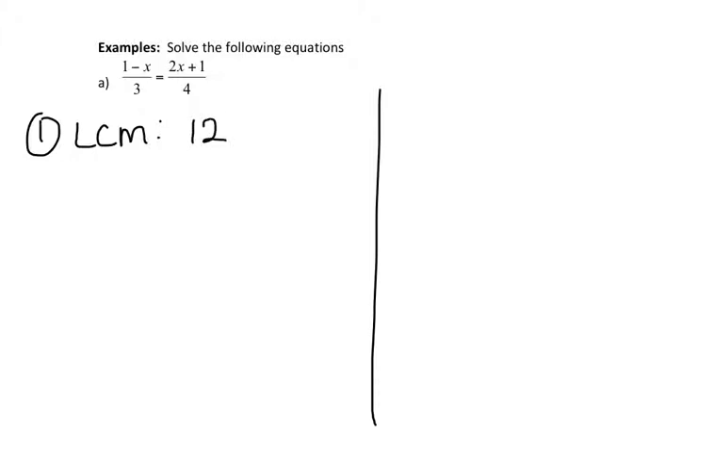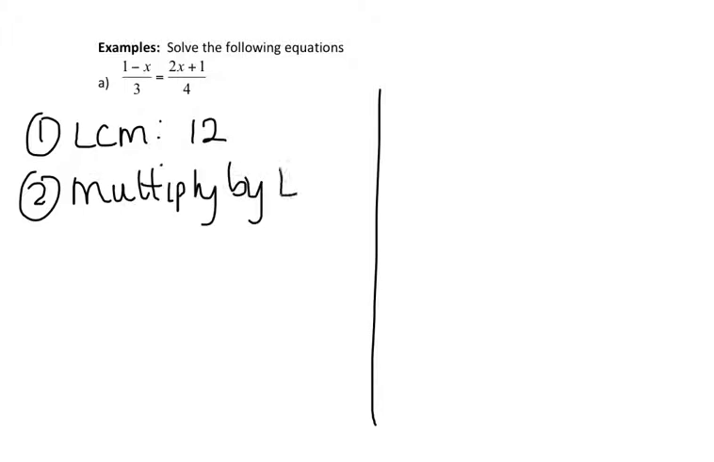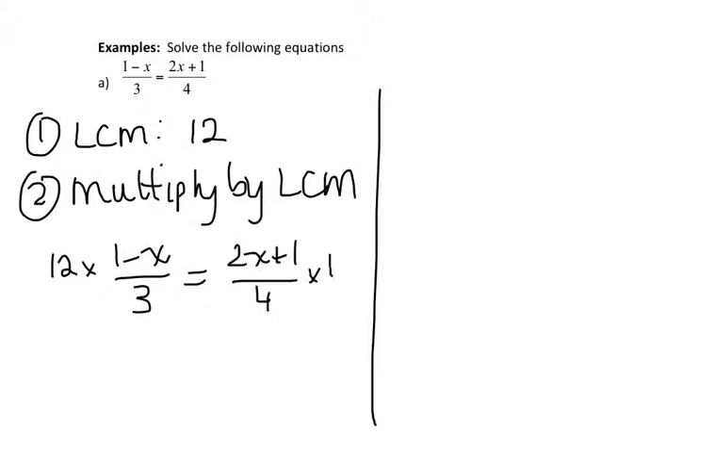So in this case, I'm going to do method 1 over here, method 2 over here. So method 1 needs to first find the LCM. Well, my LCM of 3 and 4 is 12. So I'm going to multiply through by the LCM. So I've got 12 times (1 minus x) over 3 equals (2x plus 1) over 4 times 12.